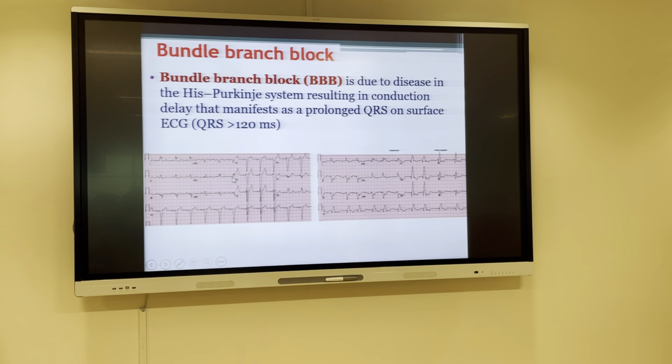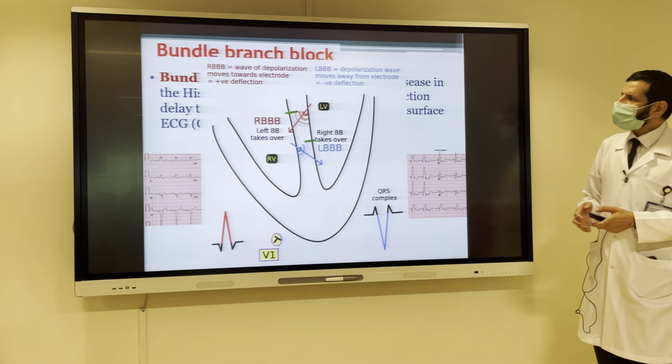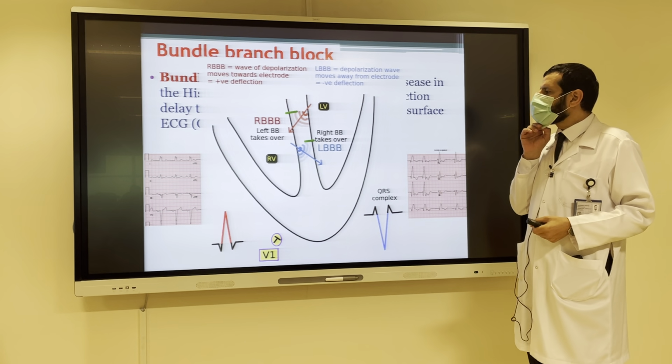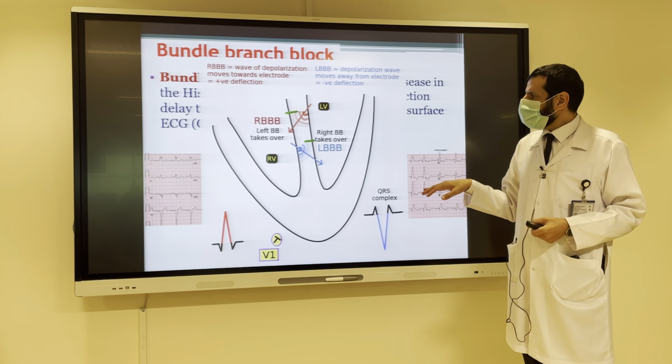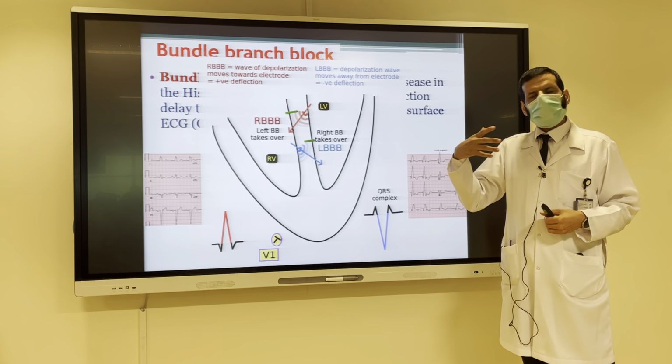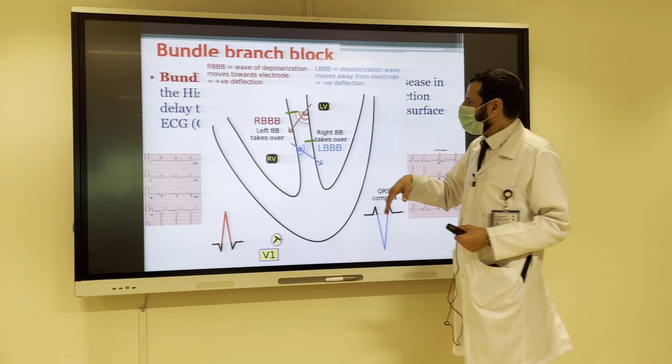Because in V1 and V2 the R wave is negative, and V5 and V6 are positive. And this is right bundle branch block. Let me just tell you, because sometimes we try to explain it a little bit, but sometimes it is just for your information, just to remember it.